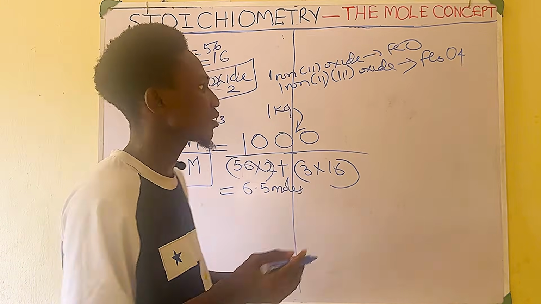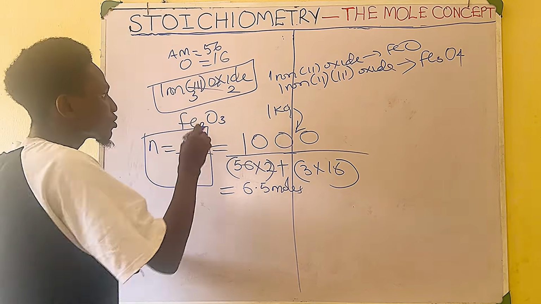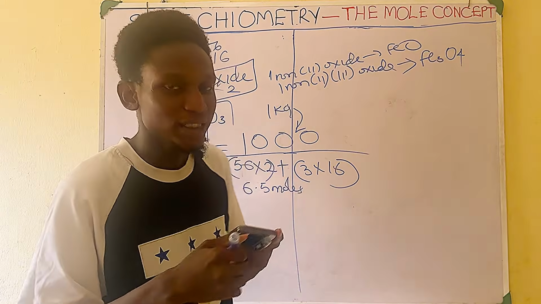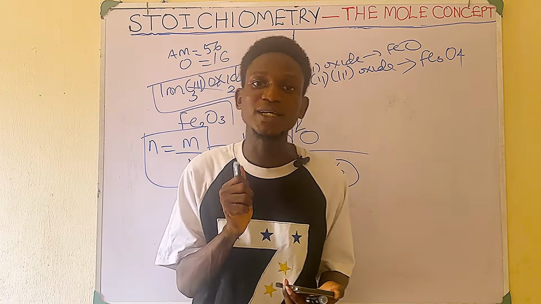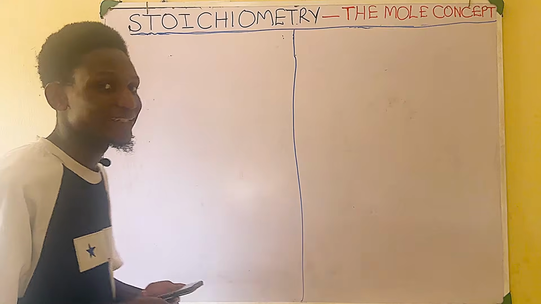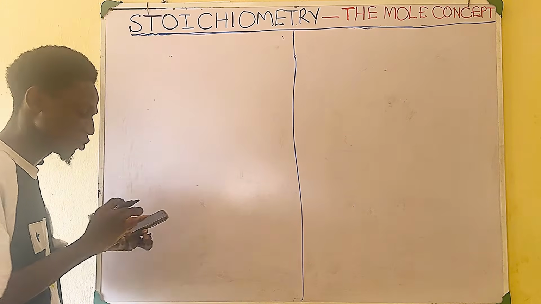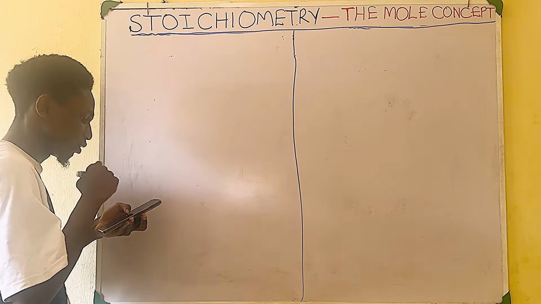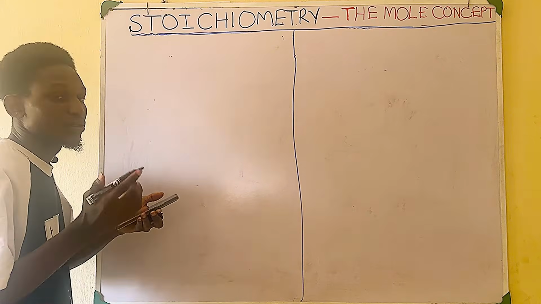n equals mass over molar mass. The reason why I selected the question is because of this formula. So please take note that you must know how to write chemical formulas, and you must know chemical formulas by heart. I still have a lot of questions here, but I'll just take a few of them and give the rest as assignment because this video is already too long.